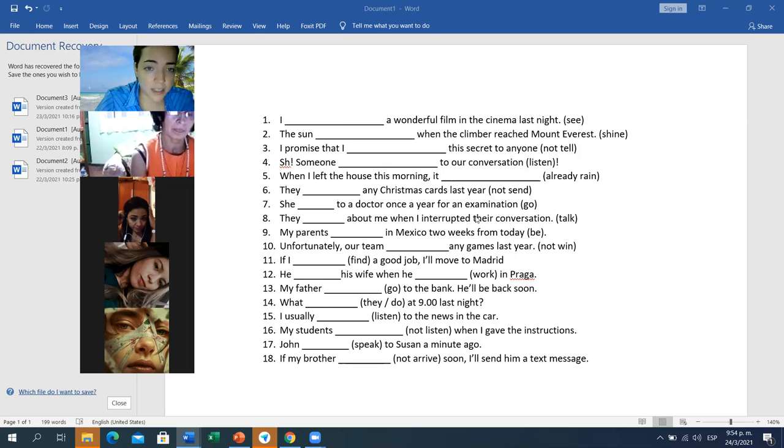Excellent. You guys, do you have any questions regarding this? ¿Tienen alguna pregunta? Why is this? Because it's talking about the past. Es un verbo irregular, memorize, that you just have to say in the past. Excellent. Carla, the second one.